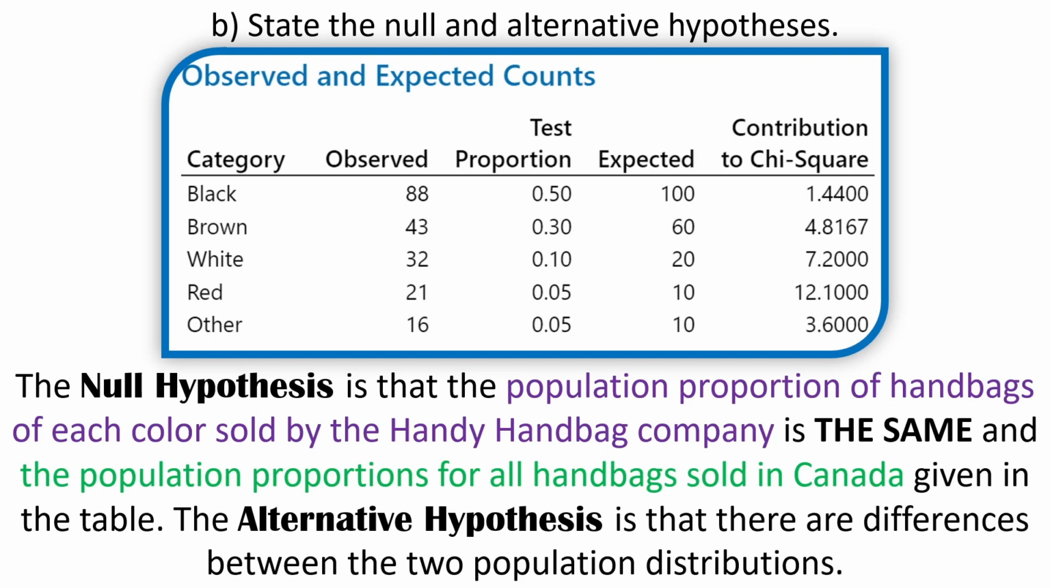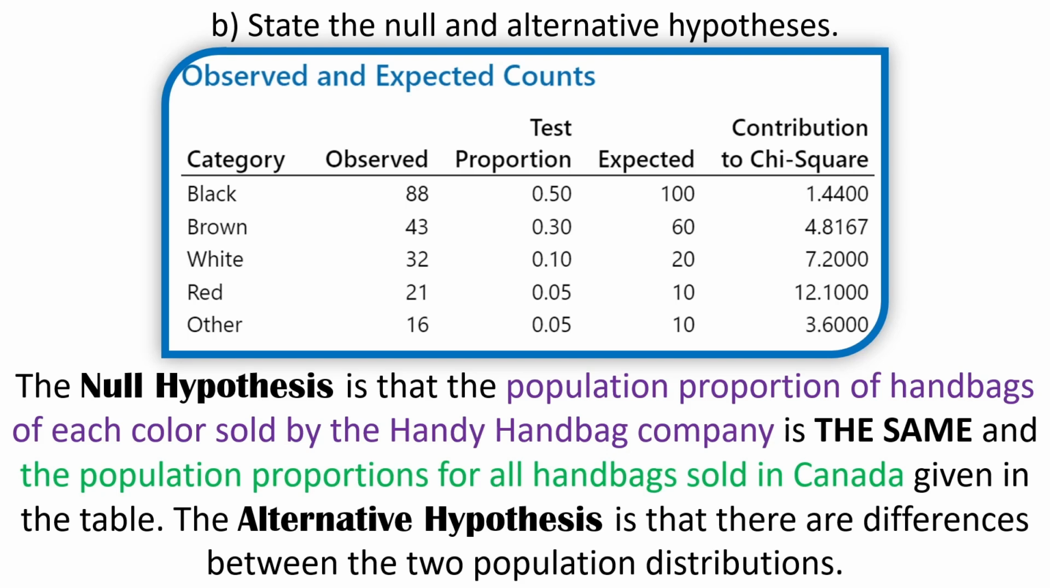So see those test proportions? Those would come from the percentages that were given in this scenario. That represents the distribution of these probabilities or proportions for handbags sold in all of Canada. So the null hypothesis is that for the Handy Handbag Company, their population proportions are equal to those test proportions. Another way of saying it is that the null is that the observed counts are consistent with the test proportions.